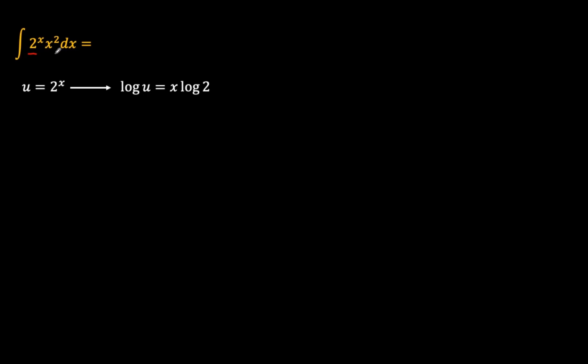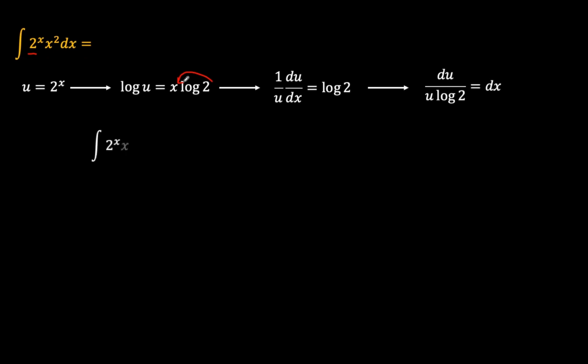and using the laws of logarithms, the x goes this side, such that 1 over u du dx is equal to natural log of 2. And so du over u log 2 can be substituted for dx.